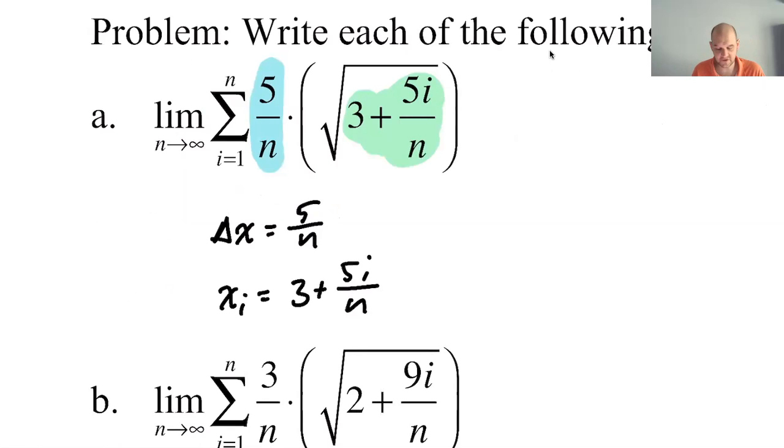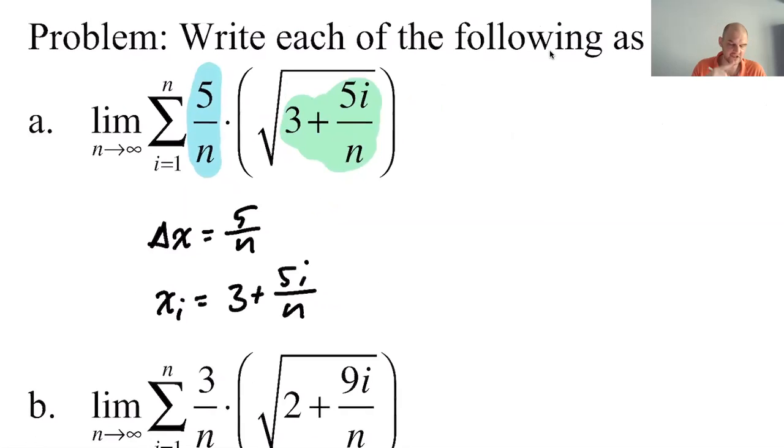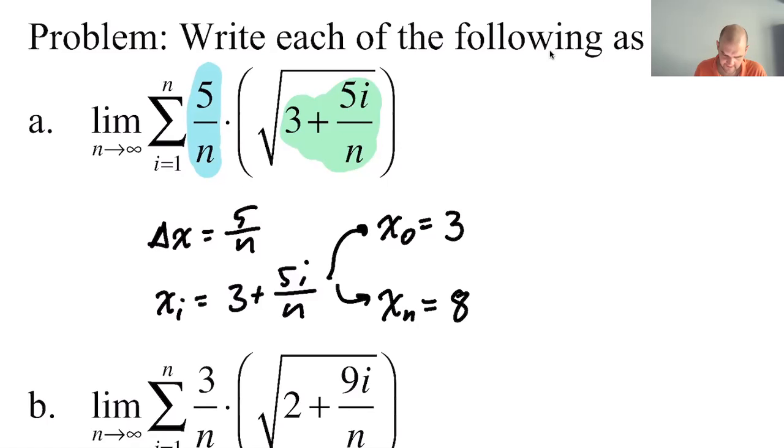Now, once you find x sub i, you want to find x sub 0 and x sub n. So x sub 0 is going to be a. That's where you start your definite integral. And then x sub n is going to be b. That's where you end your definite integral. So x sub 0 is going to be 3 plus 5 times 0 over n, so just 3. And then x sub n, which is b, is 3 plus 5 times n over n. So 3 plus 5 is 8.